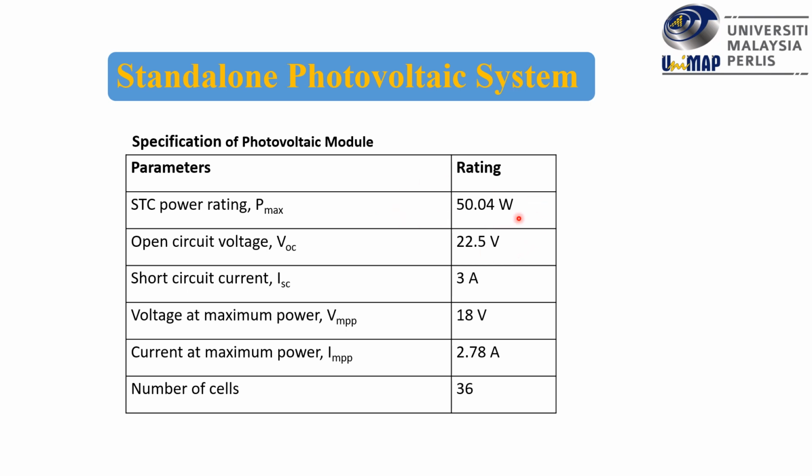The Pmax of the PV module is 50.04 watt and the open circuit voltage is 22.5 volt. The short circuit current is 3 amp. Voltage at the maximum power is 18 volt and the current at the maximum power is 2.78 amp.